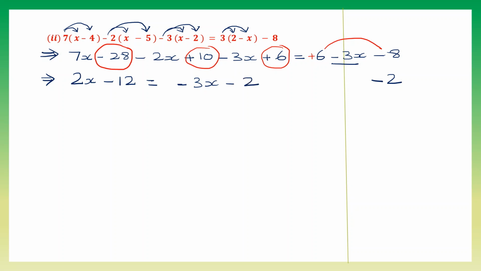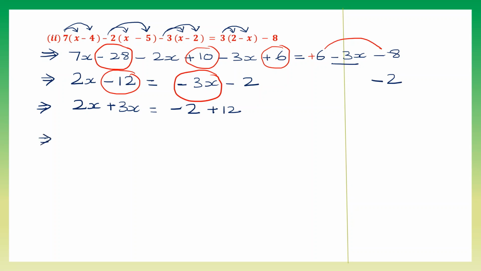Now let's get all the x terms to the left hand side. So I already have 2x here. I'm going to transpose this minus 3x to the left hand side. It becomes plus 3x. On the right hand side, I already have minus 2. Now I'm going to transpose this minus 12 to the other side. That will become plus 12.